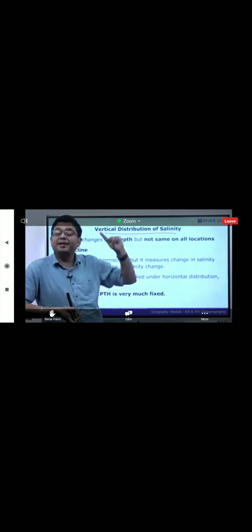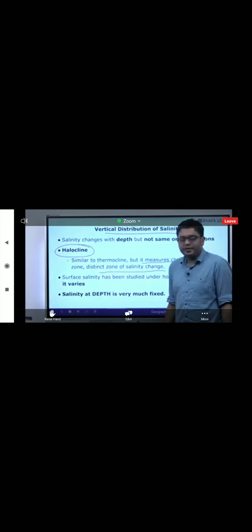Just like we have seen a zone of transition under the thermocline, even in the case of salinity there is a zone of transition, which is the halocline. Halo here represents salt. So the halocline measures the change in salinity, and it in fact demarcates a distinct zone where the salinity changes. Okay, now surface salinity we have already studied and how it varies. Salinity at depth is very much fixed. It does not change significantly.